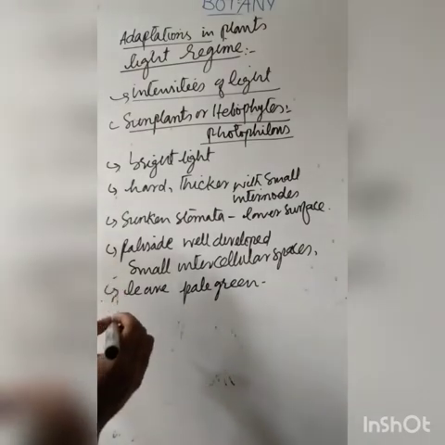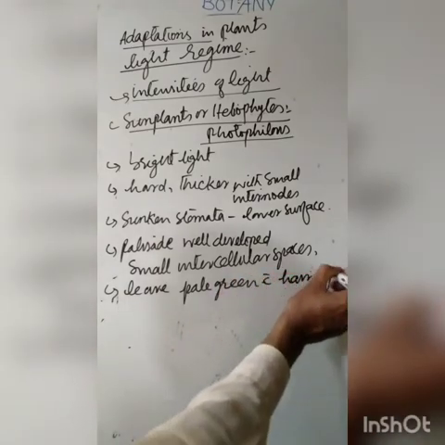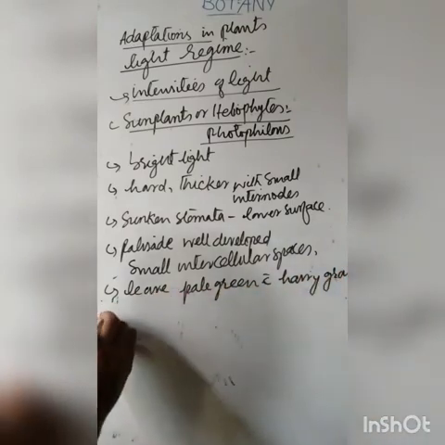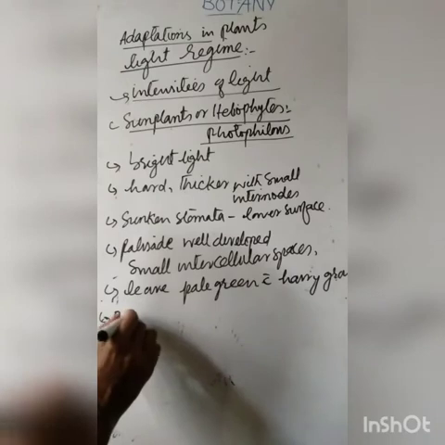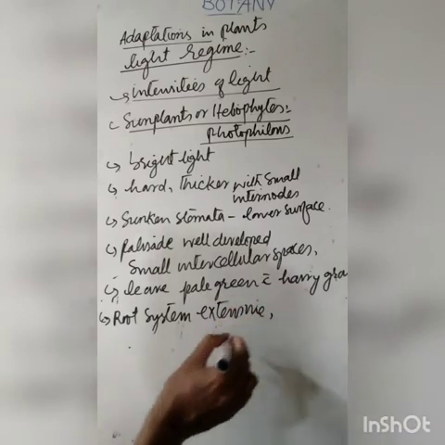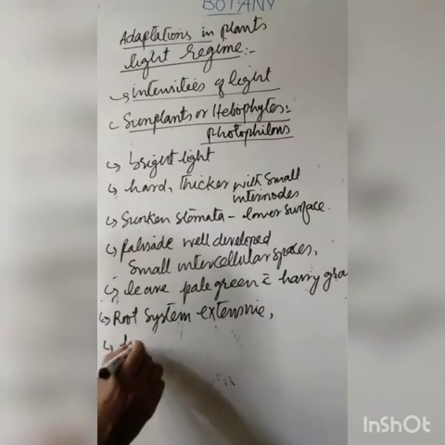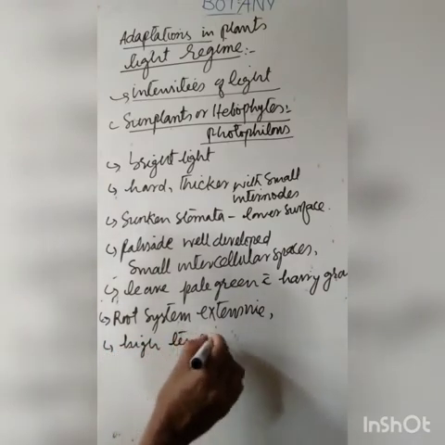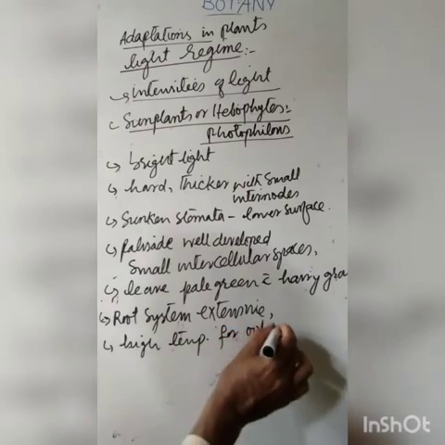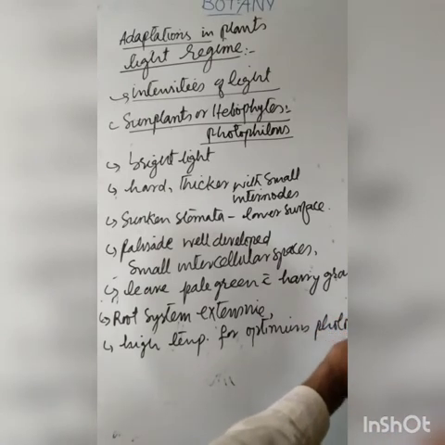And their root system has hairy growth, that means hairs are on the leaves, and their root system is extensive, that is very highly developed. They need high temperature for optimum photosynthesis.